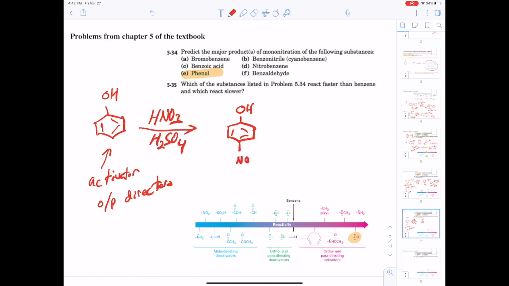So we could get our nitro group para and ortho 2. Okay, so those are some examples for you to try. Maybe work out the other ones, see what you get.